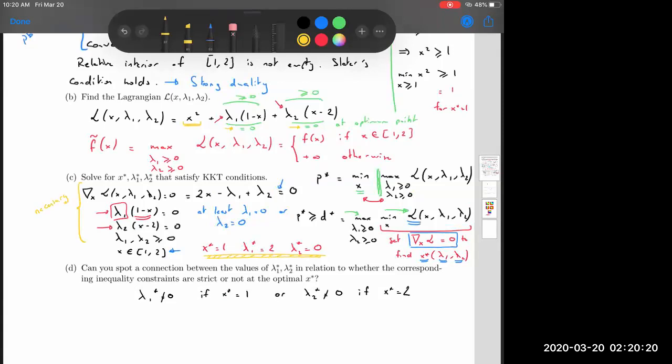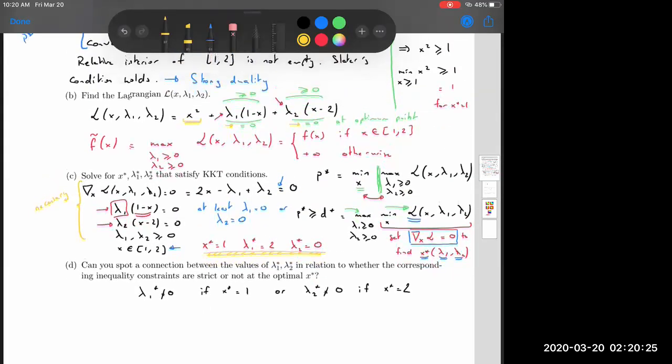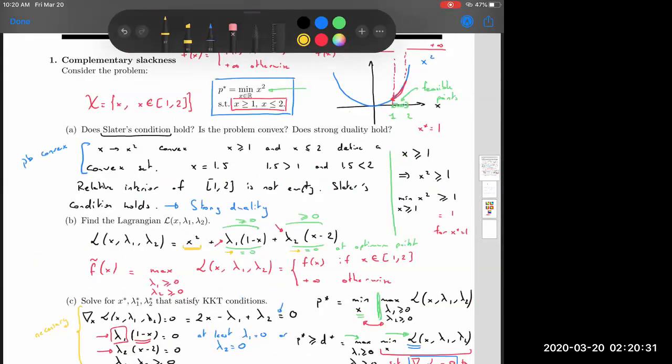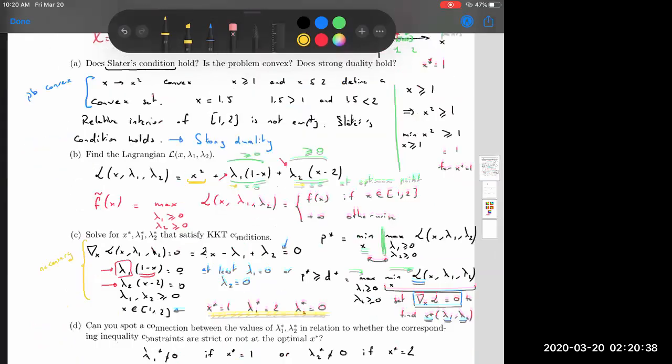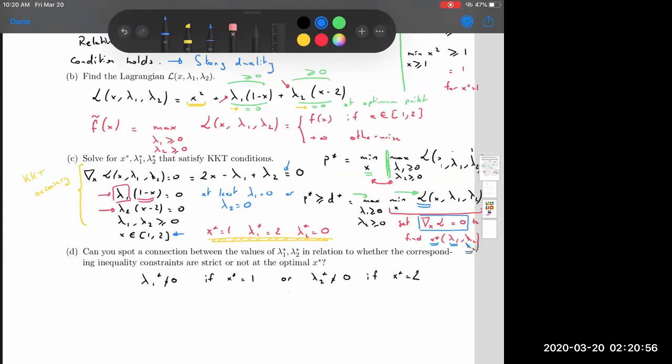Something which is nice here is that the KKT conditions give you only one point. And you know that for a convex problem, you have one optimal point if the minimum is obtained. So here, you know that the point that you have found is actually the solution. And for a convex problem with Slater conditions, I guess, KKT conditions are sufficient.